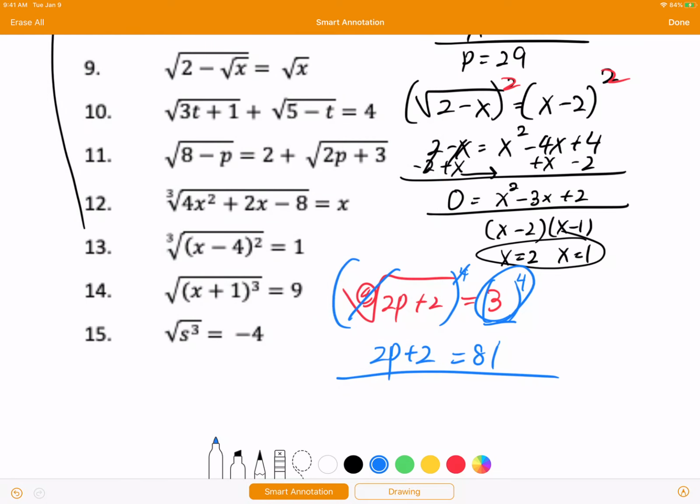Okay? For a question like 15, you want to square first and get s cubed. So your first job is to always get rid of the radical sign first, and then to get rid of cubic functions, you want to do the opposite of cubing. And I think I mentioned this before. To get rid of cubed, you want to raise it to the power of the reciprocal, which is to the power of 1 over 3.